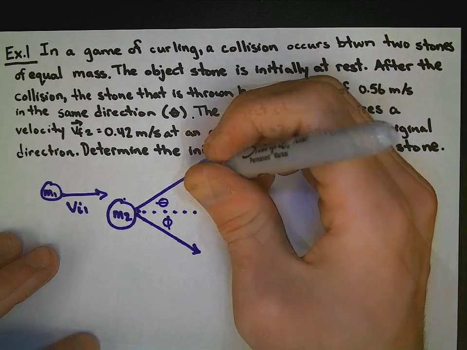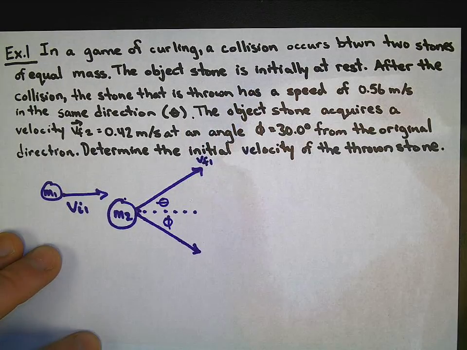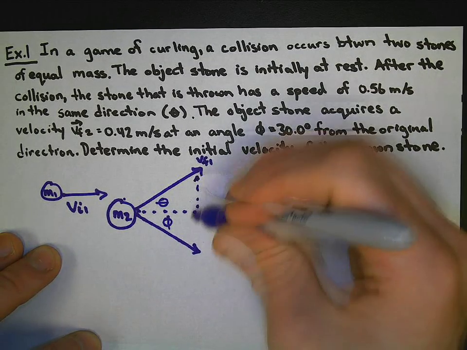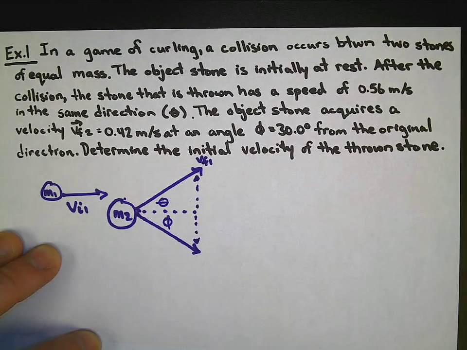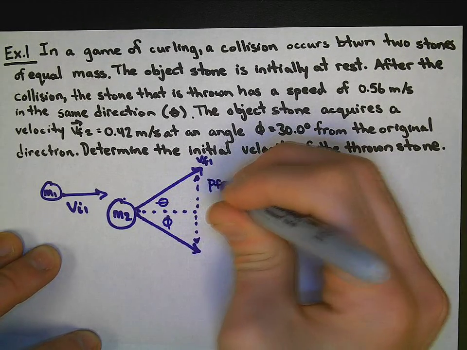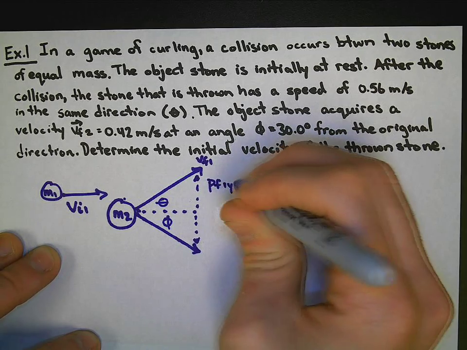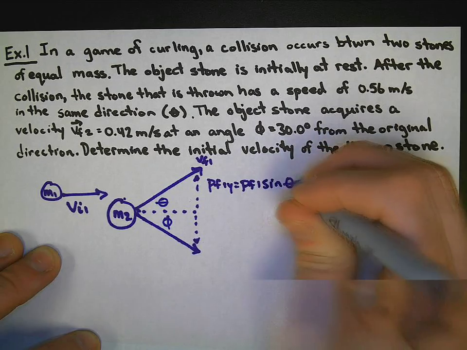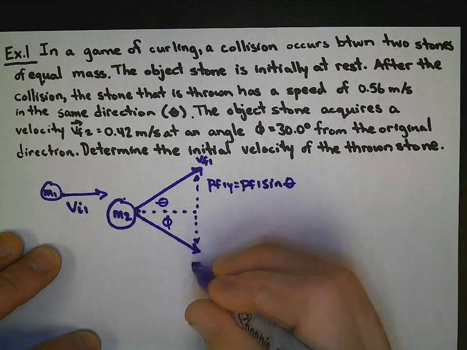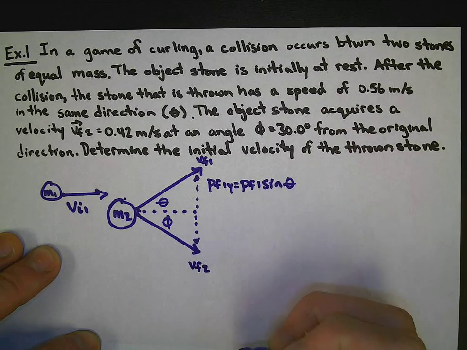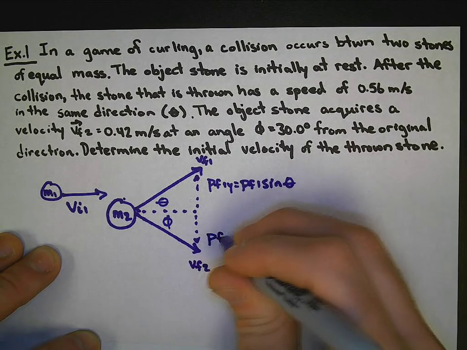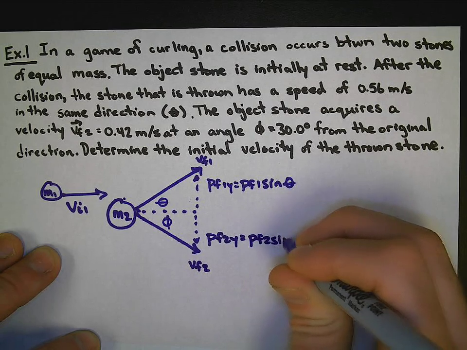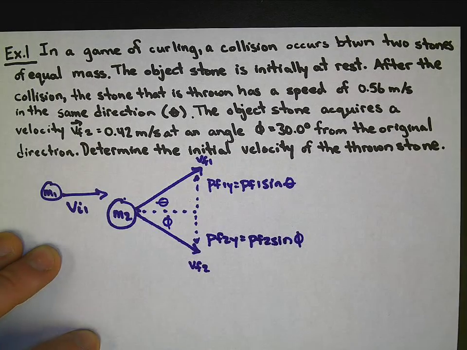And we will see that if this is our Vf1 in which our first stone is traveling, we can calculate the momentum similar to what we have done many times before. This would be our momentum. Pf1 in the y direction would be Pf1 sine theta. Our second stone, if this is Vf2, we would have Pf2 in the y direction being Pf2 sine phi.